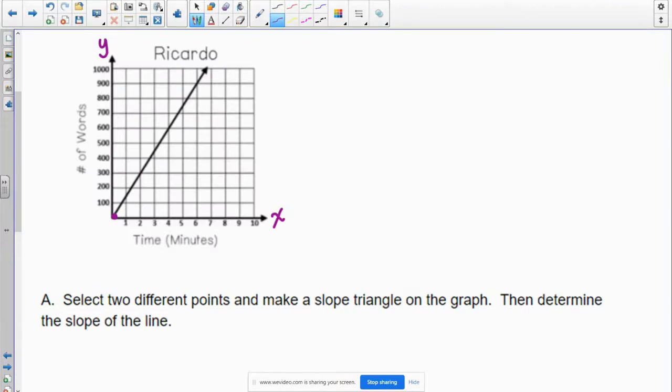That is a graph entitled Ricardo. On the x-axis, we have time in minutes. On the y-axis, we have number of words. So our first step is to select 2 different points that make a slope triangle on the graph and then determine the slope of the line.